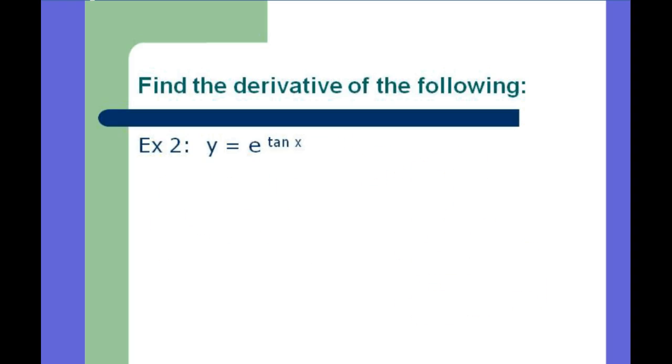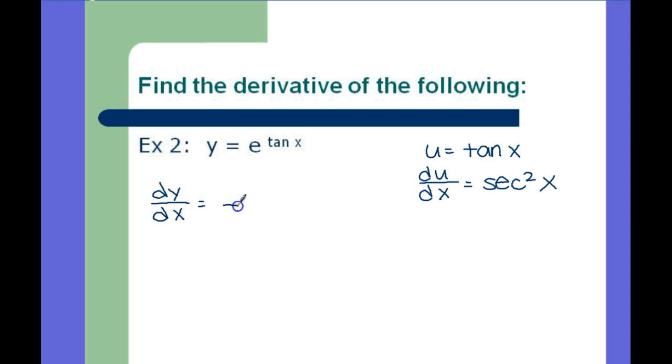Ew. Bad. No. Okay, just think back though. What's the u value? U is? What's the derivative of tangent? Secant squared. So basically, exactly. The rule is e to the u, so e to the tan x, times the derivative of tan x, which is secant squared x. So really this is just secant squared x, e to the tan x.